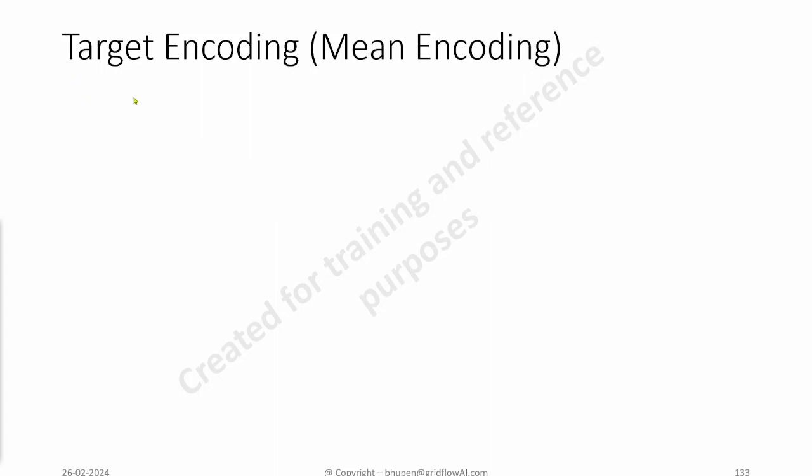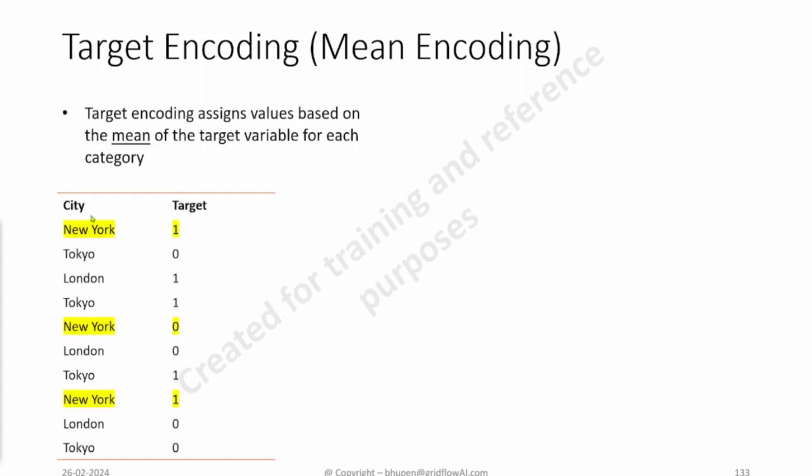One more method is called target encoding. Again, this is very useful for nominal data. It's also called mean encoding. Let's take a look at another example here. Let's say we have city, and the target, now we are going to consider the target column like a response column. Let's say the value is New York here, and this New York appears in class of 0. This one is class of 1.